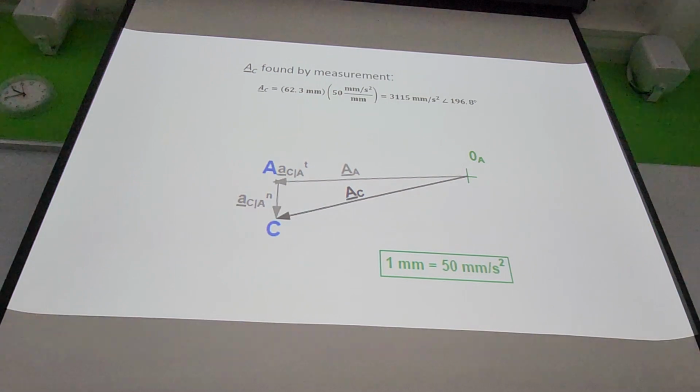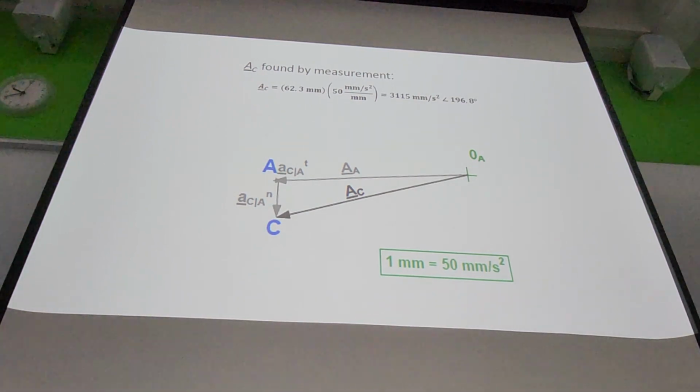Always start from the point where we know complete information. That is always the link to the point on the link. Then link that point to B or any point on the link. Then apply the relative acceleration equation. Then resolve the normal and tangential components.